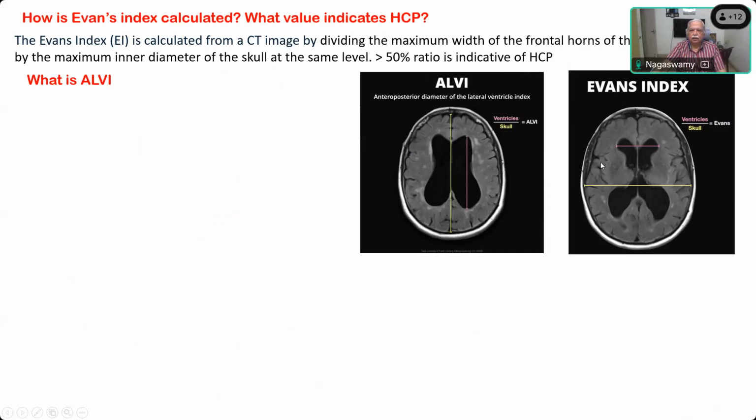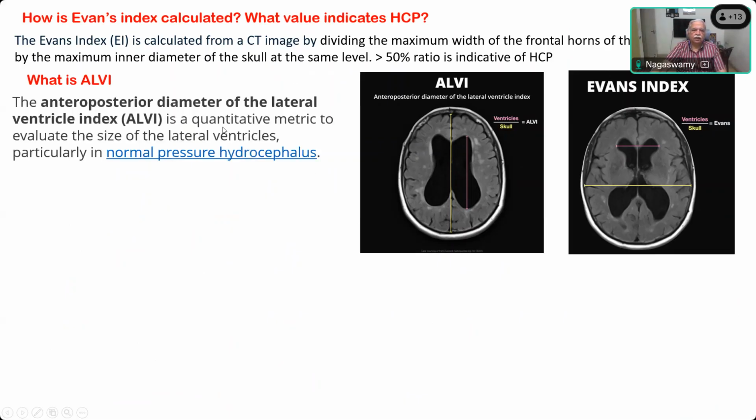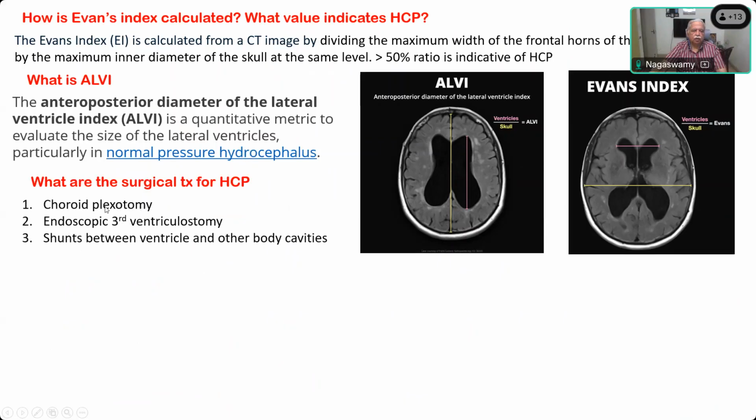So here you take the transverse diameter, you take the anteroposterior diameter of the ventricle and the skull and divide that. This is more important in normal pressure hydrocephalus. Evans index is more indicated in high pressure hydrocephalus, whereas alveoli is a more indicated quantitative measure of normal pressure hydrocephalus. And what are the surgical treatments for that? We have three options: choroid plexotomy, endoscopic third ventriculostomy, shunts between the ventricle and other body cavities, all the cavities that have been described.